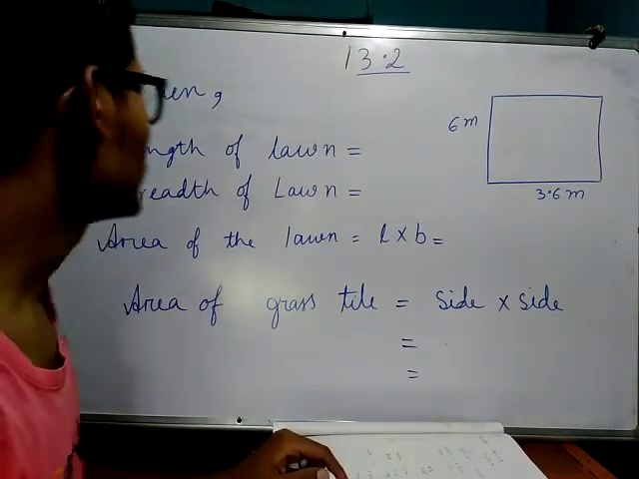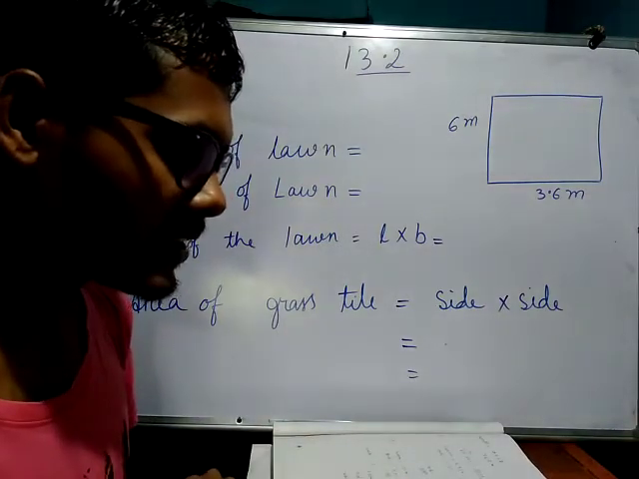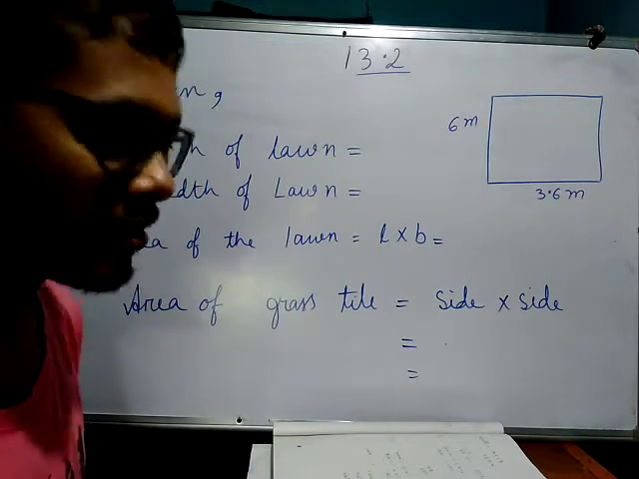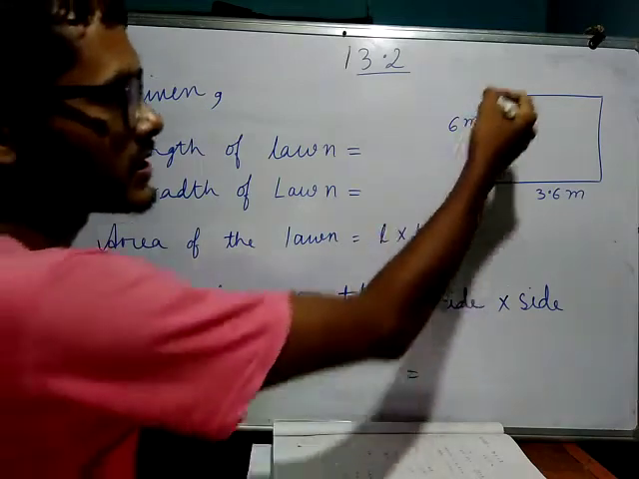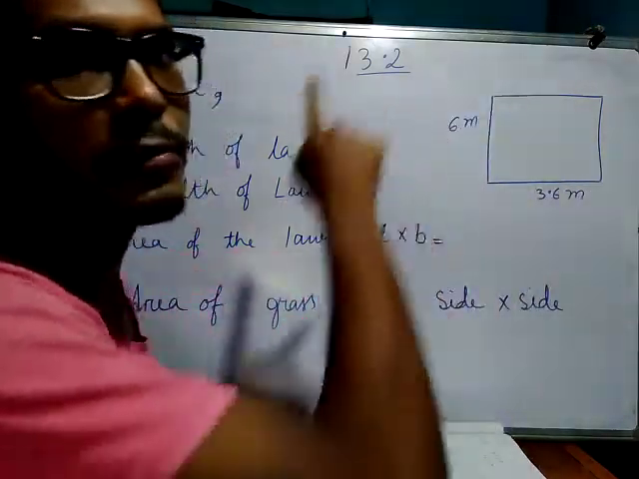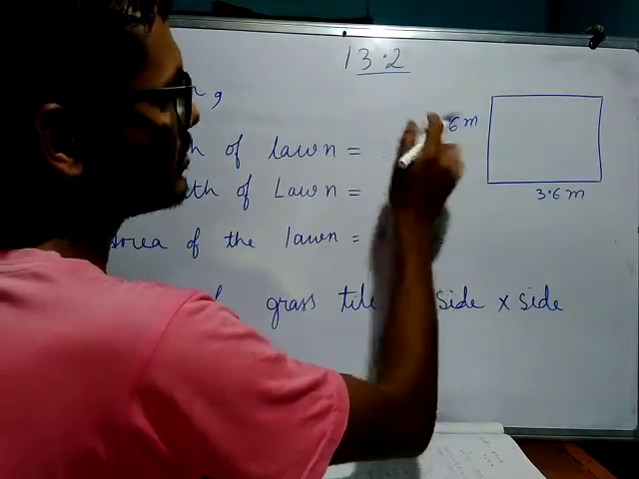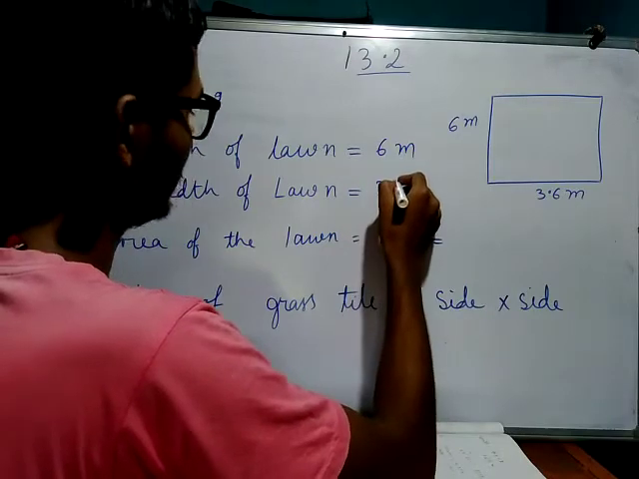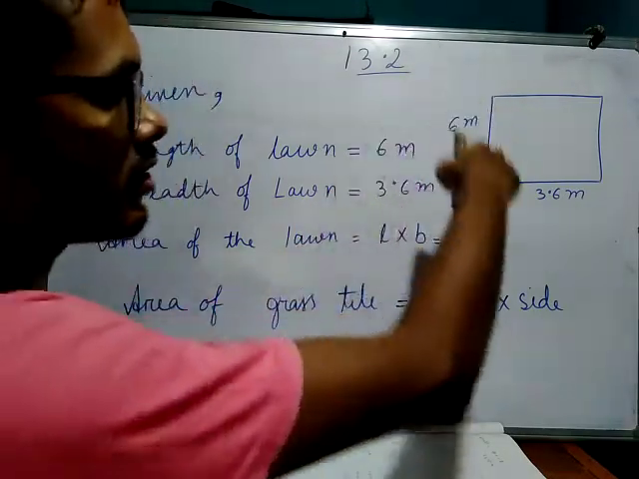So now students, I will do question number 9. In question number 9, find the cost of laying square grass tiles of side 1.2 meter in a rectangular lawn of dimension 6 meter and 3.6 meter. Suppose this is our lawn. Lawn means a field. Length of the lawn I have assumed to be 6 meter and breadth will be 3.6 meter.